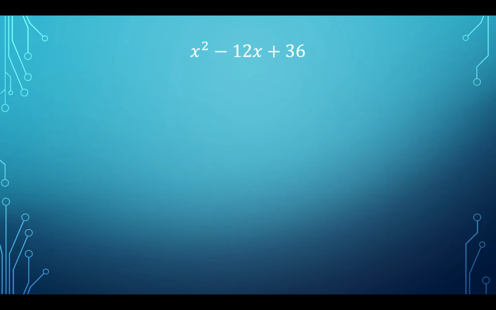So right here we have x squared minus 12x plus 36. The first thing you should figure out is, is it going to be a minus b or a plus b? Here it's going to be a minus b squared because we have a negative here and a positive over here. The only way to get that positive 36 is to multiply negative times negative.